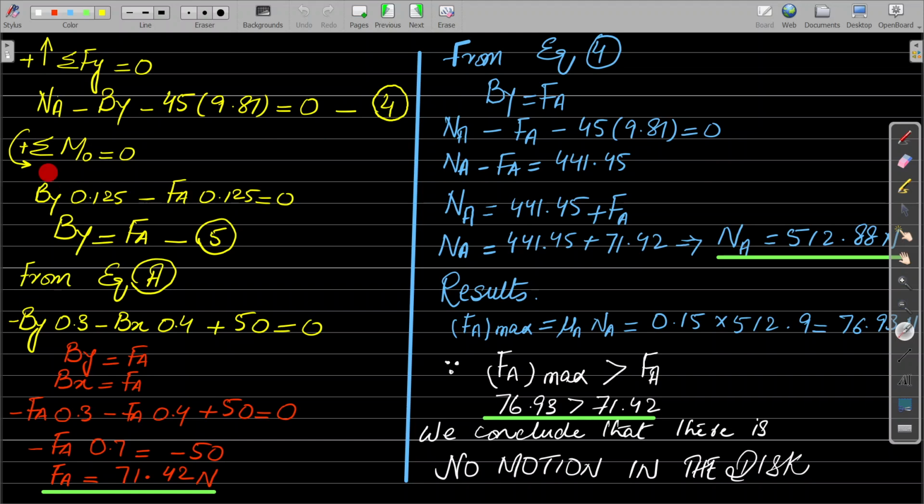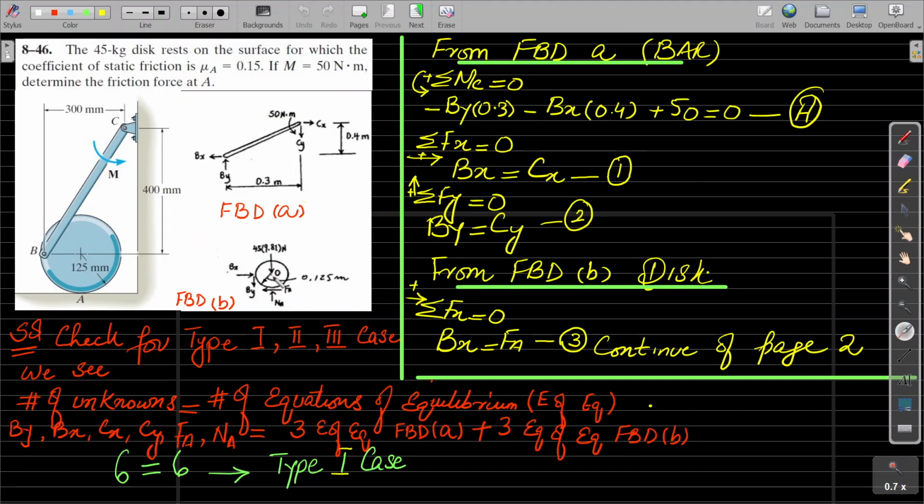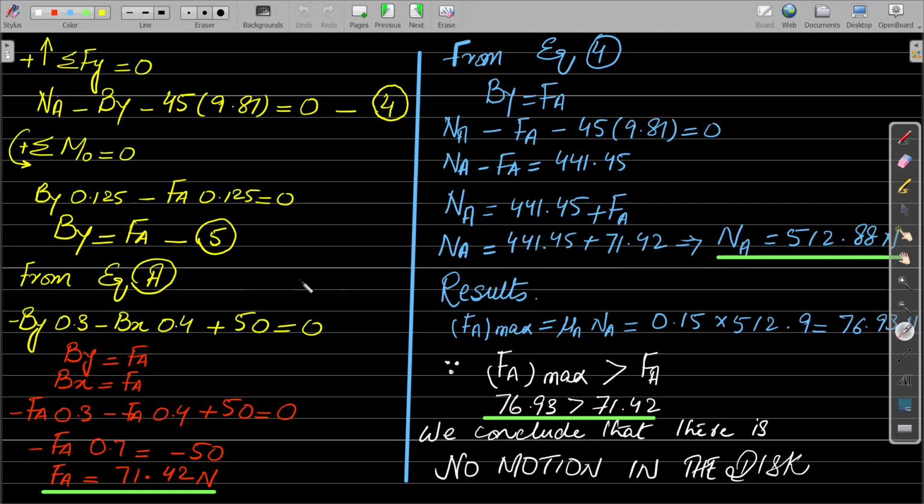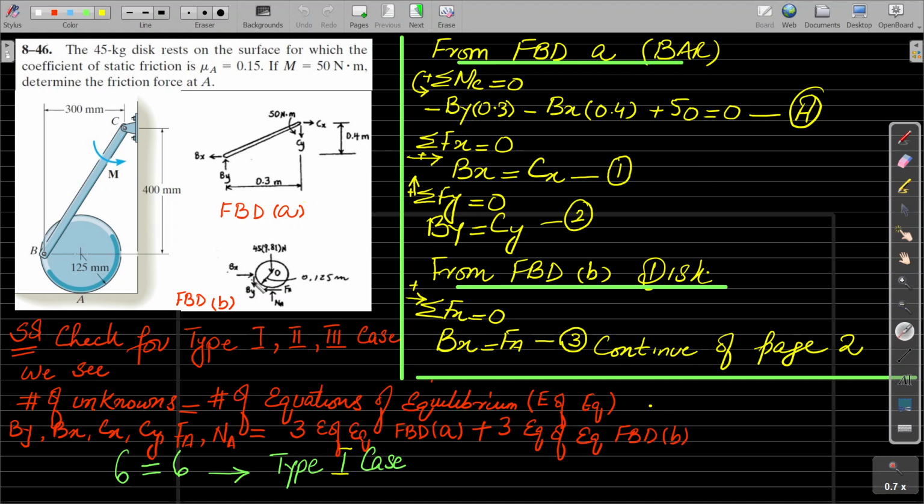Now you apply summation of moments at O equals to 0, which means you apply the moment summation at the center point of the disk, exactly at this point. When you apply this, you get By into 0.125 minus Fa into 0.125. How do you do it? The diameter of this disk as given to us is 250 millimeters, which is 0.25 meters. So the radius is going to be 0.125.